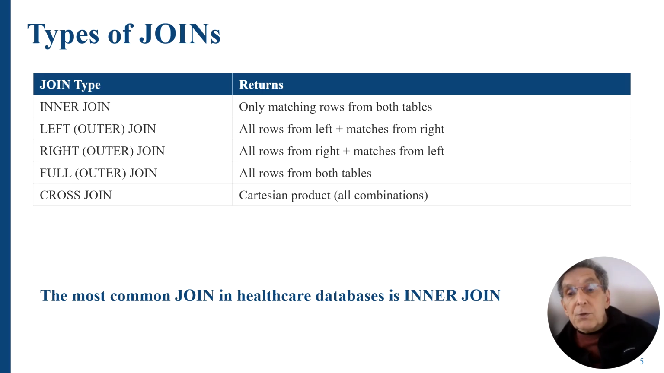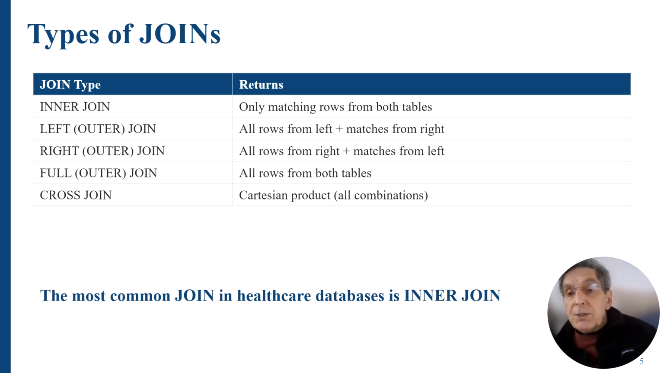Then the full outer join returns all rows from both tables. You'll find nulls in the columns where there's no match on either side. And finally, there's the cross join, which is not used very often, but it returns the Cartesian product. That means for every row in the left table, you have as many rows in the output as there are in the right table. So you're going to end up with a lot of rows if either or both of the tables are large.